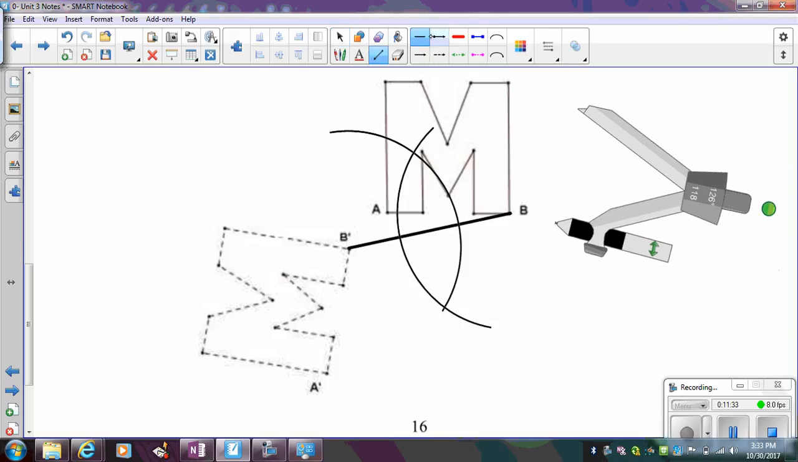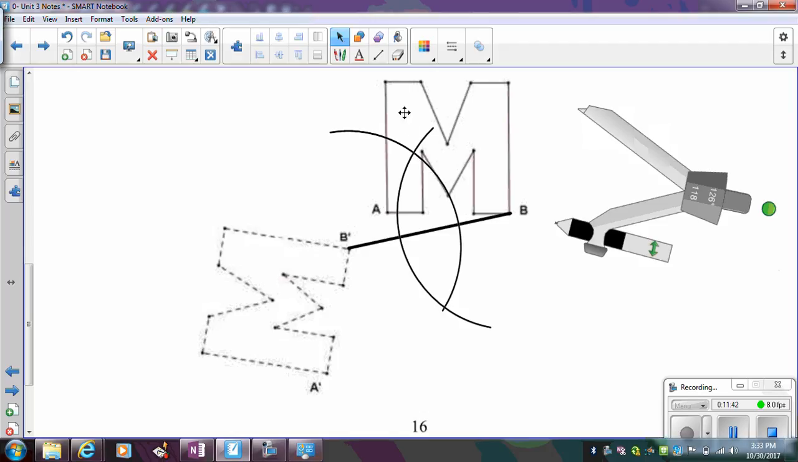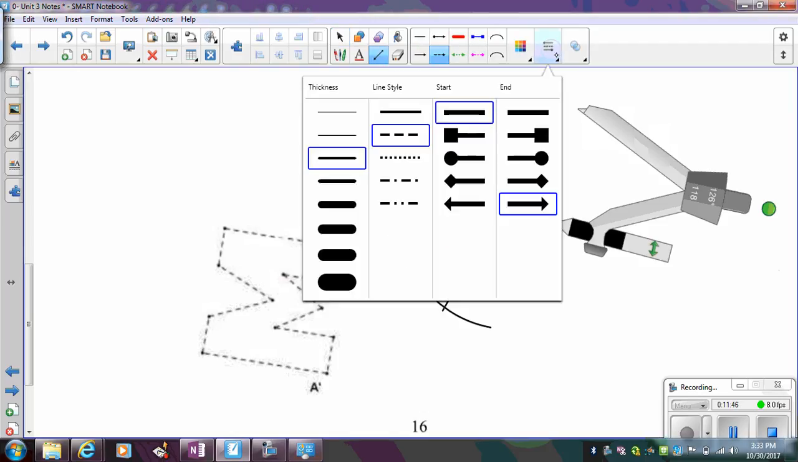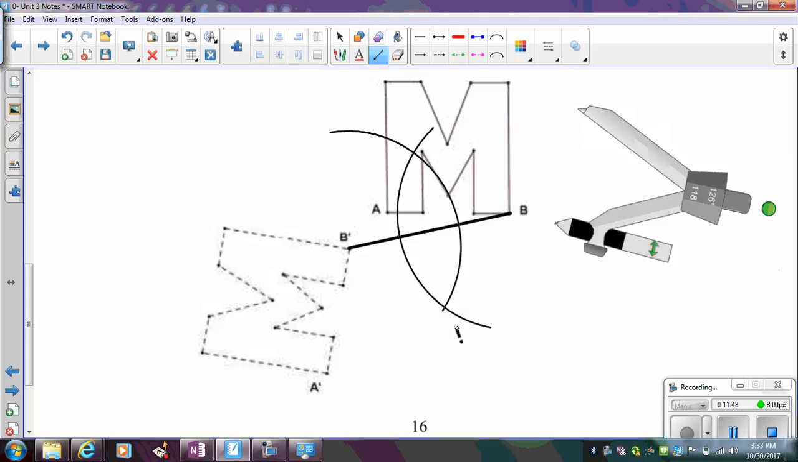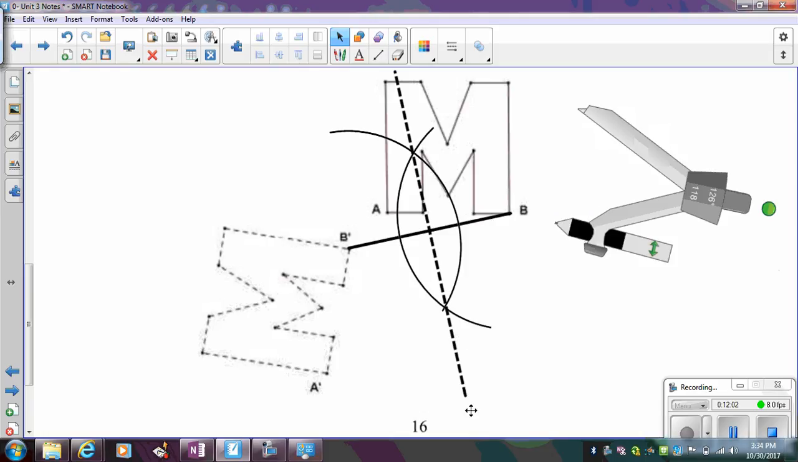So what that means is if I were to connect these, I'm going to use a dotted line, because in the end, we're going to look at the intersection. So if I go ahead and connect these, this dotted line represents all points equidistant from B and B prime.